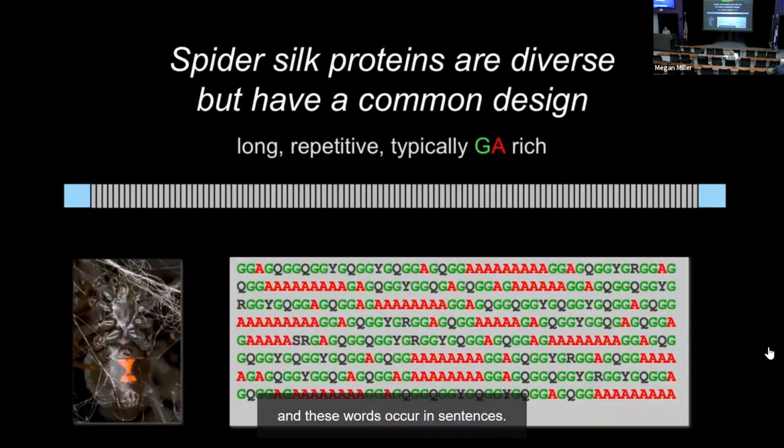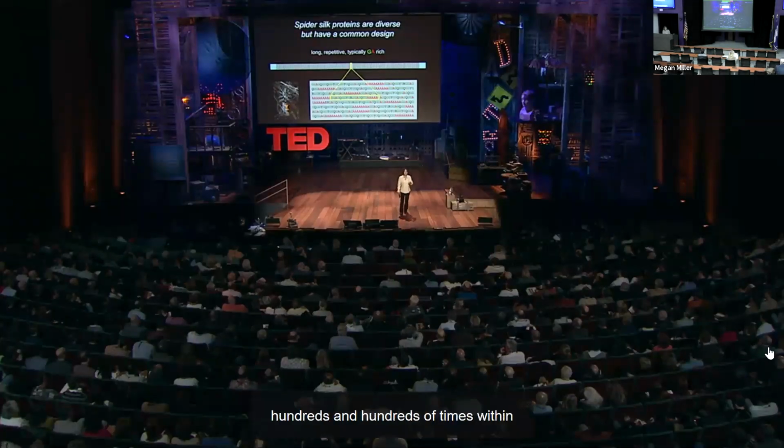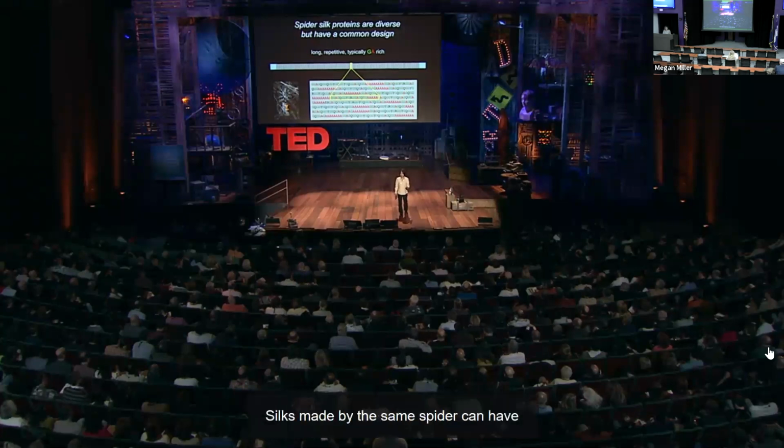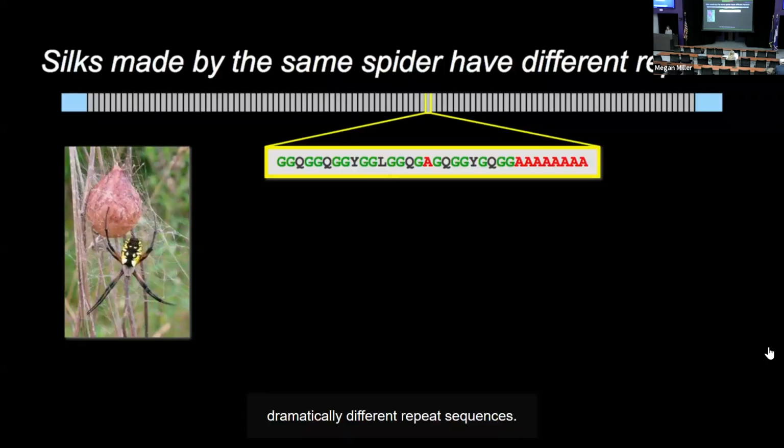And these words occur in sentences. So for example, this would be one sentence. And you would get this sort of green region and the red polyalanine that repeats over and over and over again. And you can have that hundreds and hundreds and hundreds of times within an individual silk molecule. Silks made by the same spider can have dramatically different repeat sequences.